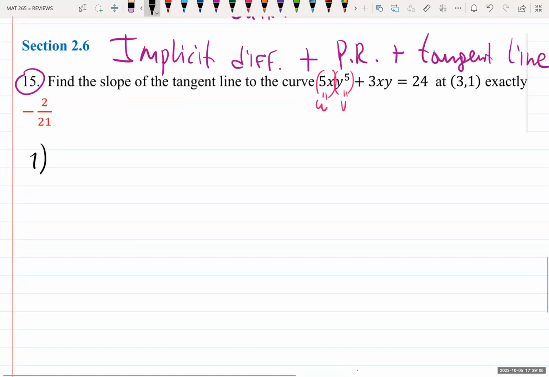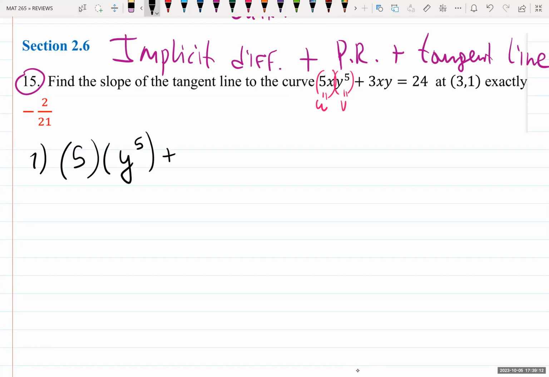Let me zoom in. Derivative of 5x is just 5. Copy v, y to the 5, plus copy u, that's 5x. Derivative of y to the 5 is 5y to the 4, and you would like to stop, but don't, times y prime. Or if you want to be more professional, then dy dx. In related rates, that matters because the third variable shows up. So every time you differentiate something with y, y prime shows up.